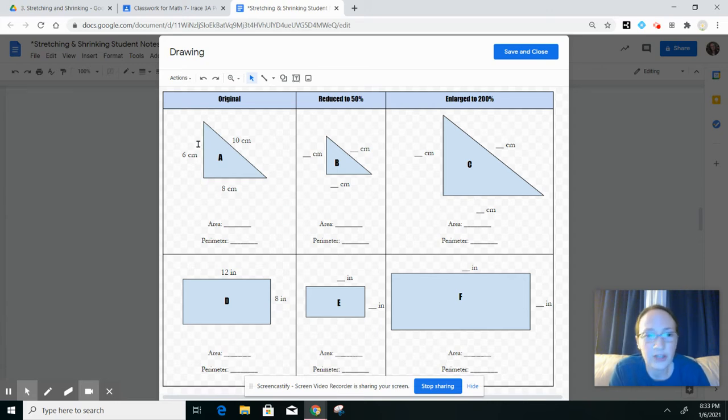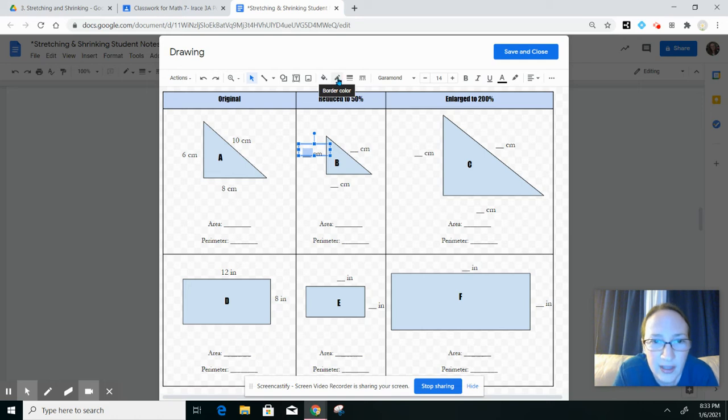So what we're going to do first is take each figure, A. So in the first example, it's a triangle. And first, we're going to reduce the shape to 50% of its original size. Then we're going to take the original and enlarge it to 200% of its original size. And like the direction said, this is just applying what we learned the other day with finding percent of a number. So let's go ahead and get started.